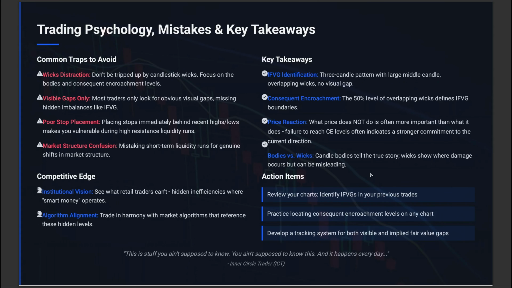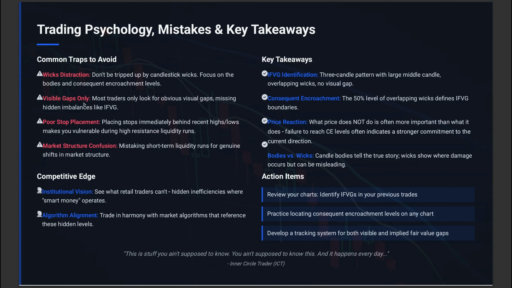All right. Now, trading psychology, mistakes, and key takeaways. Some common traps to avoid. Wicks distraction. Don't be tripped up by the candlestick wicks. Focus on the bodies and consequent encroachment levels.